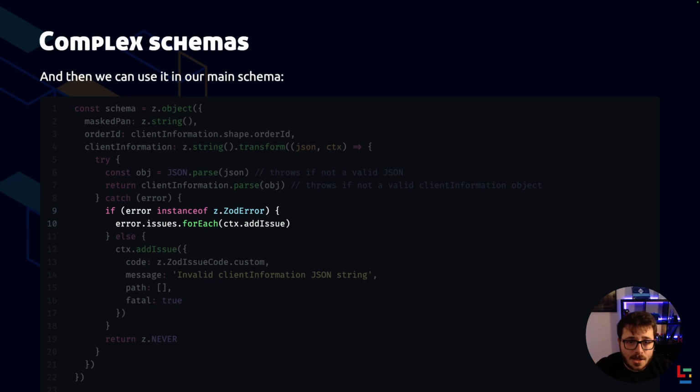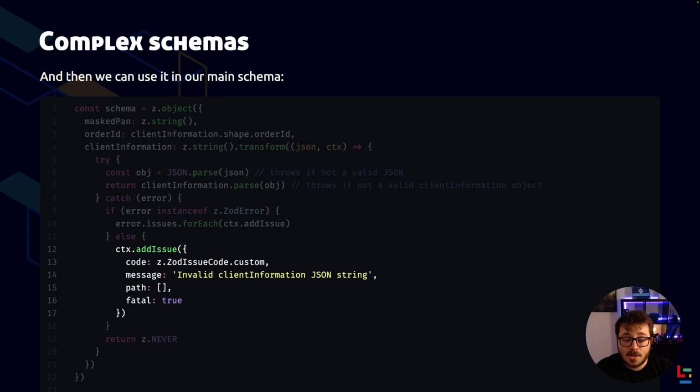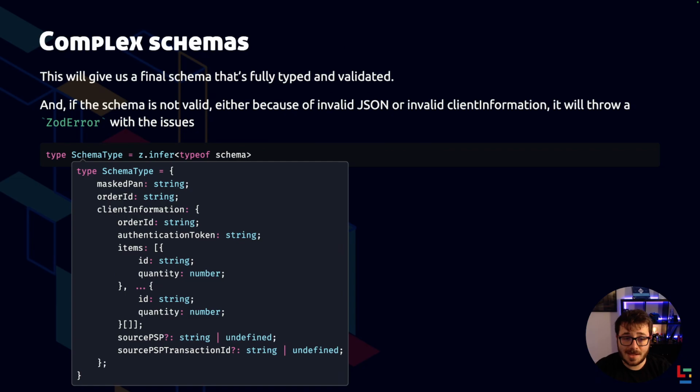And once you call add issue, Zod is going to throw on this. It's not going to be validated, right? So if it's an instance of a Zod error, we're just going to add the issues that we already have from our Zod error previously into the one that we are already creating in the context. Otherwise, we're going to create one issue ourselves, and this is when the JSON is invalid, right? So this is a fatal error, and this is going to return to us a never.